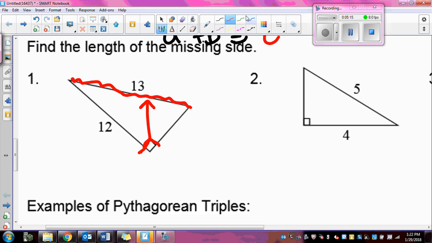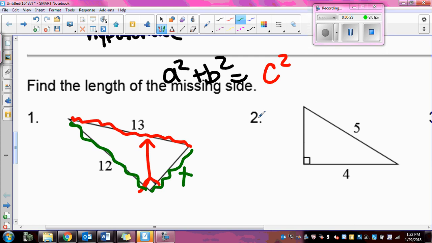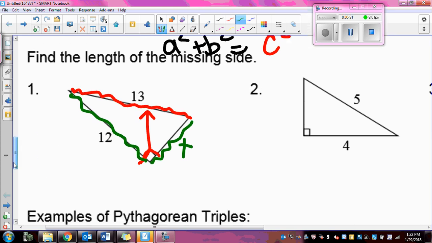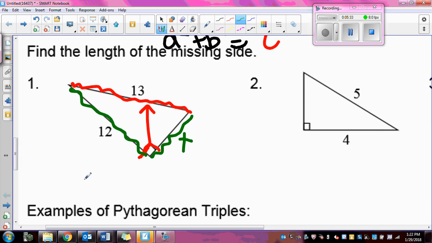Let me explain that. So the A and B, it doesn't matter which one you use. This one is 12, and they're asking you for the length of the missing side. So this one is just going to be x, or you can make it A or B. So I'm going to set it up. A squared plus B squared equals C squared. You guys see that on the top of your paper right here, and a little bit above that is the equation also.